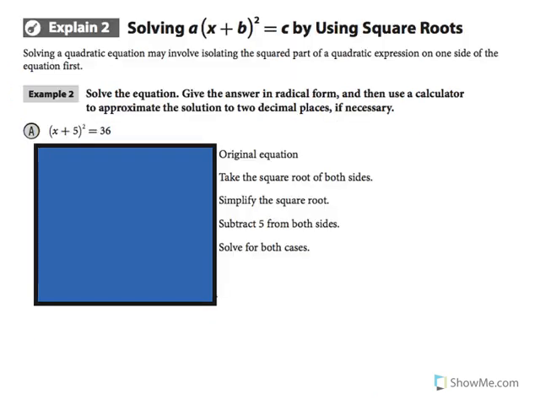Okay, so then let's go to a different form of solving with square roots. The form now is (x plus b) squared equals c, by using square root.